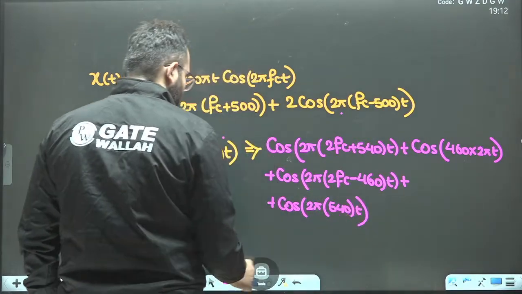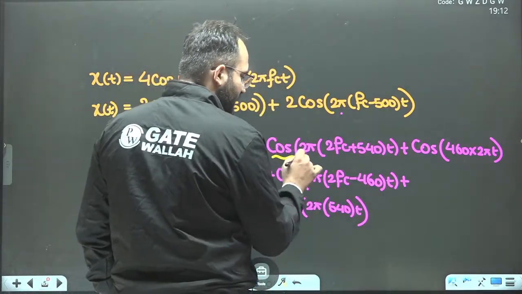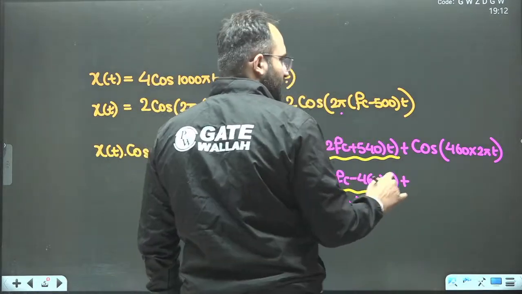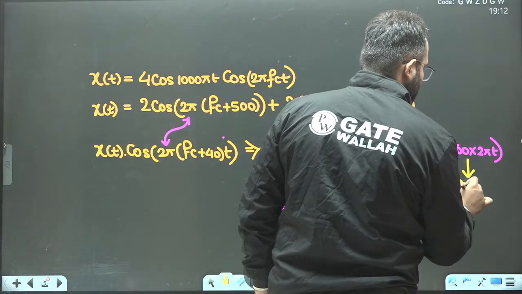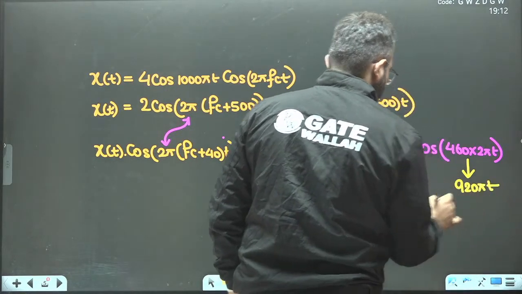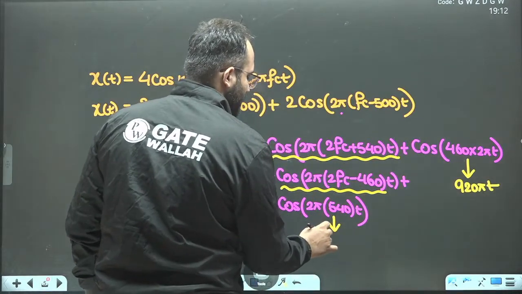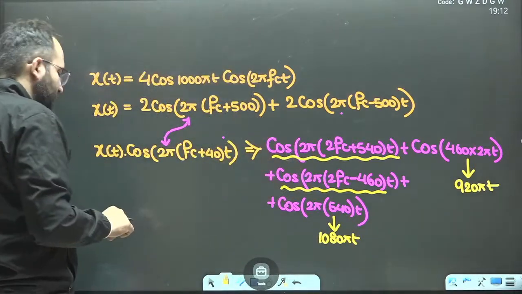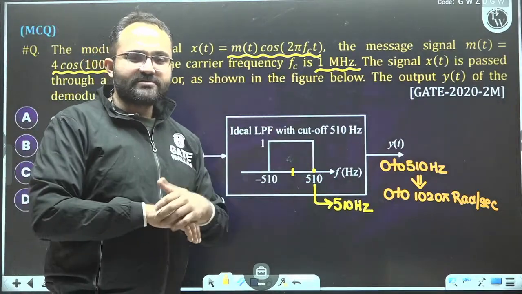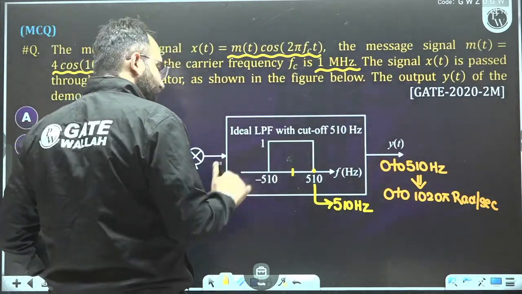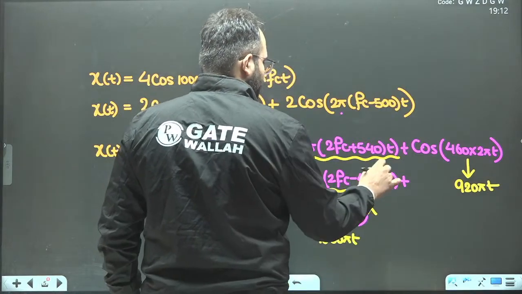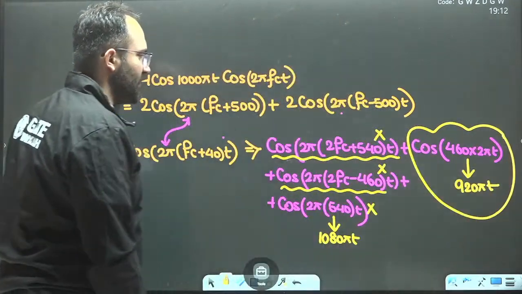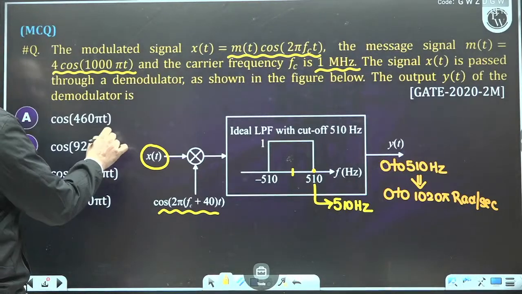Obviously these will be of very high frequencies because fc is 1 megahertz, so 2fc will also be very large. The remaining terms become cos(920πt) and cos(1080πt). Since the low pass filter will be passing till 1020π, the high frequency terms will not pass, and 1080π will not pass. Only cos(920πt) will pass.